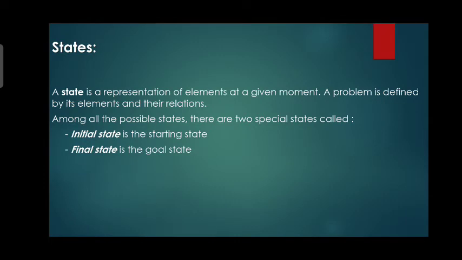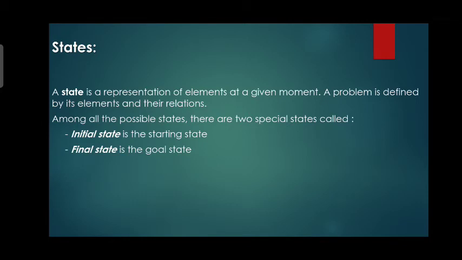Now what is a state? A state is a representation of elements at a given moment. It is the present configuration of any body or any code or anything that you call a state. That basically means any agent in AI that is in a particular configuration at this particular moment. So that is basically a state.